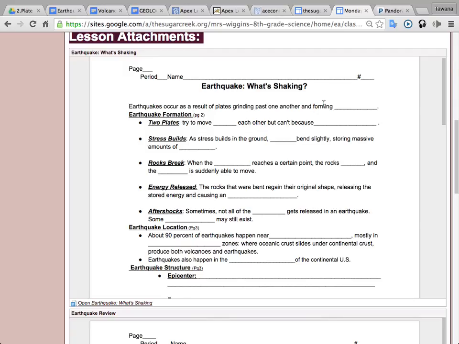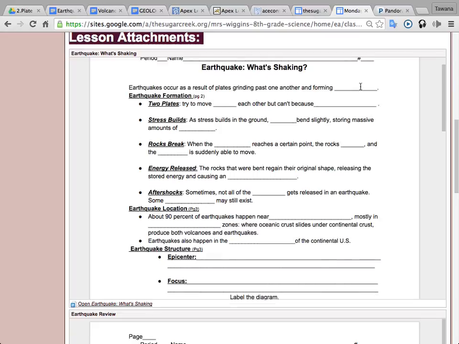Starting with Shania then. Earthquakes occur as a result of plates grinding past one another and forming. Well, tell me now. What does it form? Once the plates grind past each other, they break. What is that break called? When the plates break, what is the break called? A fault.